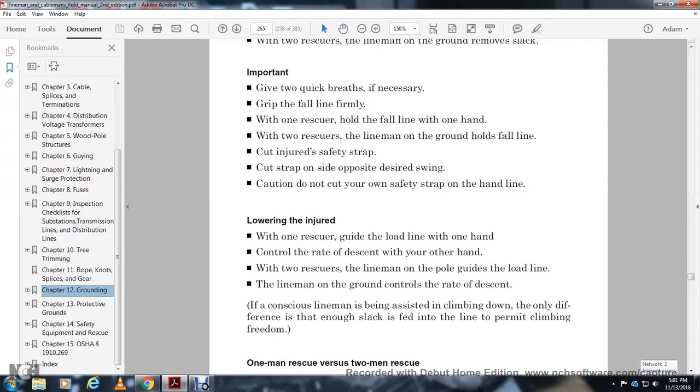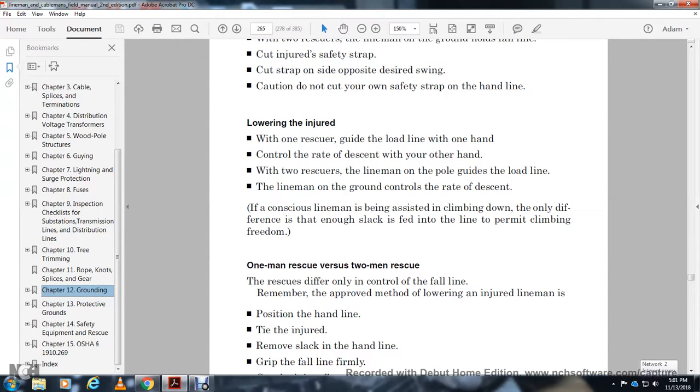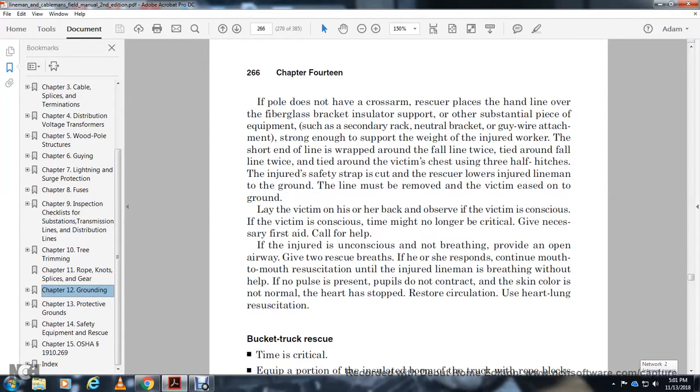If a conscious lineman is being assisted with climbing down, the only difference is that enough slack is fed into the line, permitting climbing down the frame. One-man rescue versus two-man rescue differs only in control of the fall line. Remember, the approved method of lowering an injured lineman: position the hand line tied to the injured, remove the slack of the hand line, grip the fall line firmly, cut the injured lineman's safety strap, and lower the injured lineman.